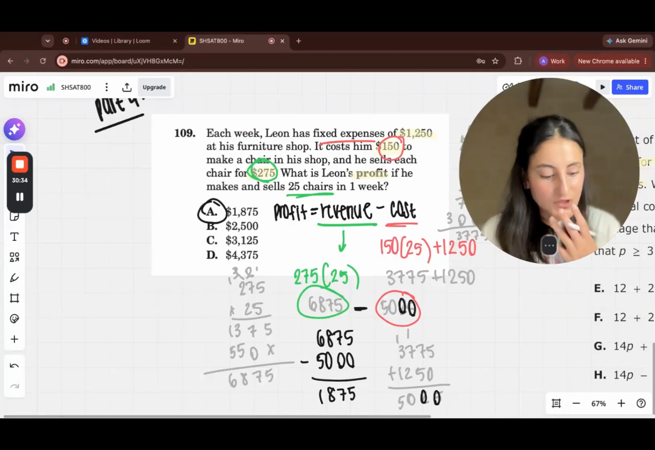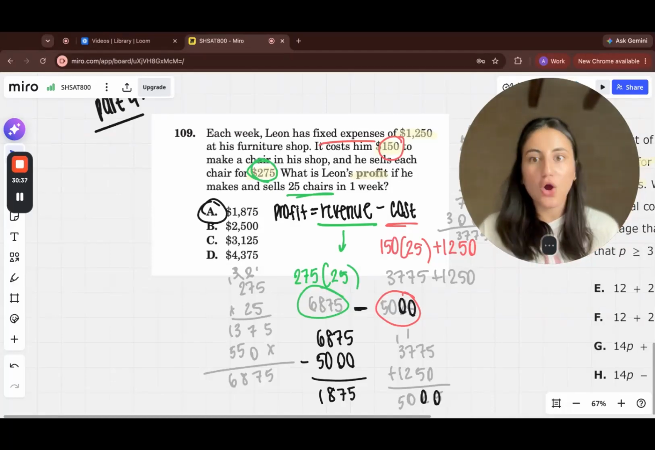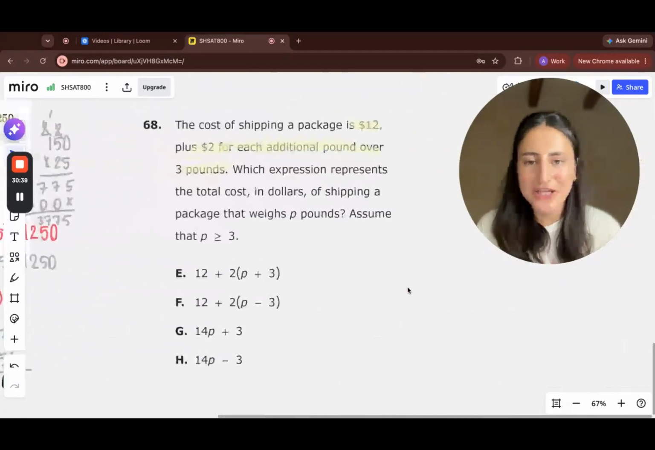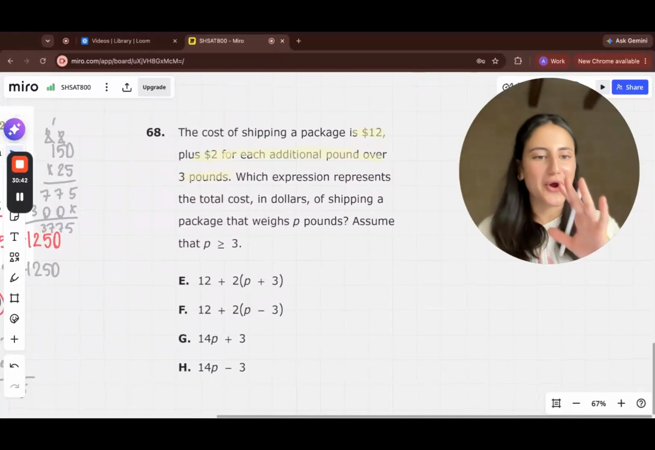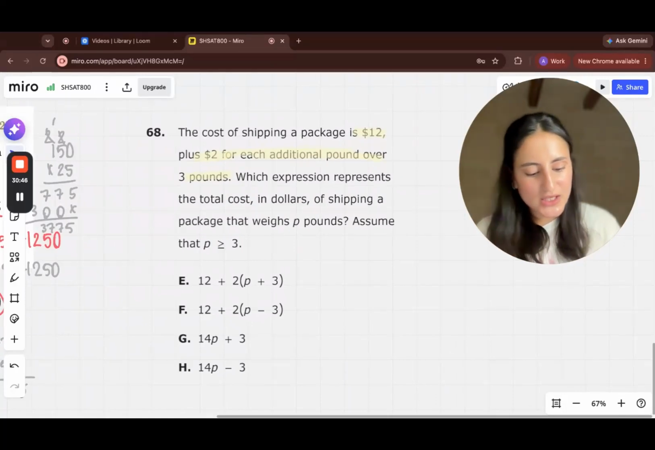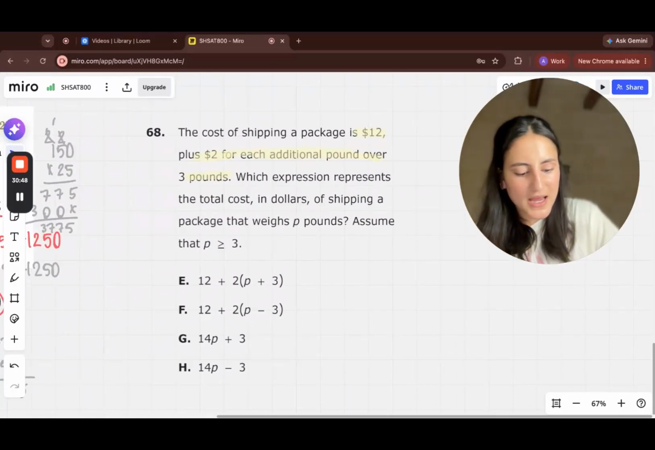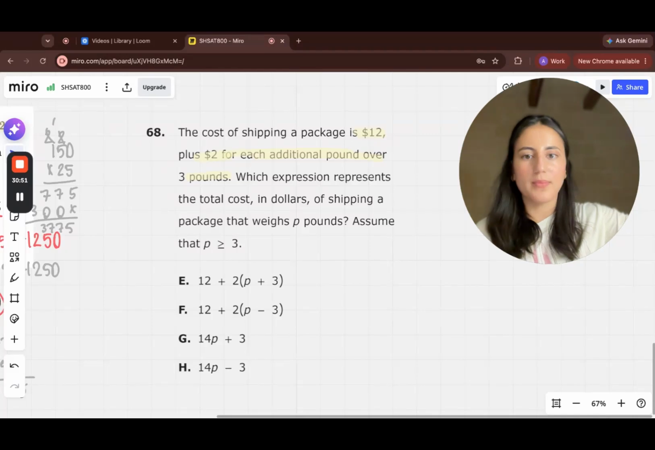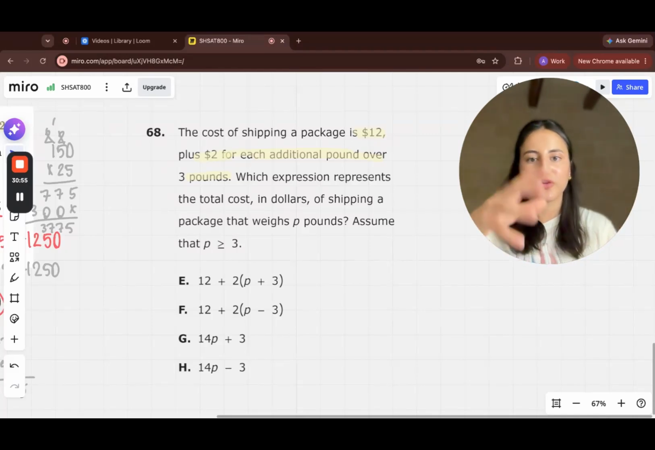Okay. So it's basically saying that, I realize that you can't even see the question that I'm going over, sorry. So I hope you're doing the following worksheet and you caught what I was saying. But essentially, they're saying that the number of pounds is going to be 3 or above. So you're essentially almost always going to get charged $2 for each additional pound over 3 pounds.